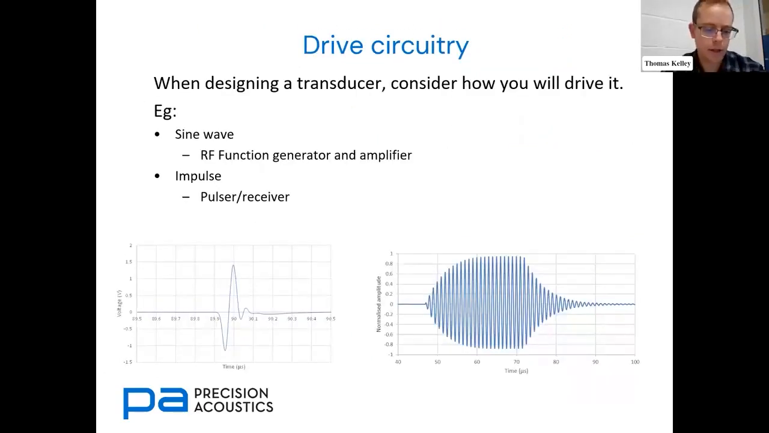So moving on to drive circuitry, how we drive transducers. What we're aiming to achieve with the transducer determines how we should drive it. And how we will be driving the transducer provides input into how we'll design it. So if we're looking for high pressure or power outputs, we're best driving the transducer with a sine wave input. The sine wave allows the transducer to ring up, reach its full resonant steady state.